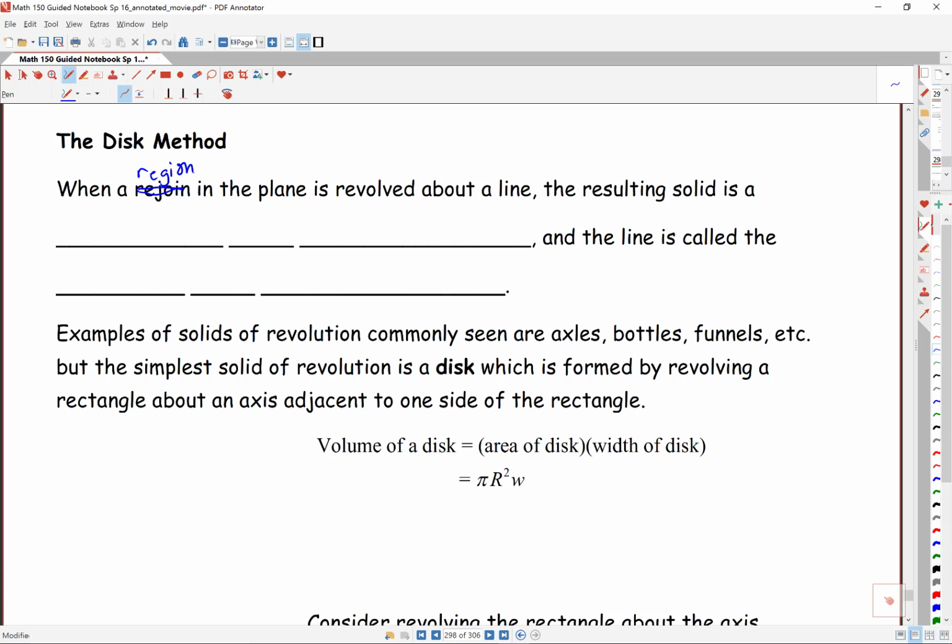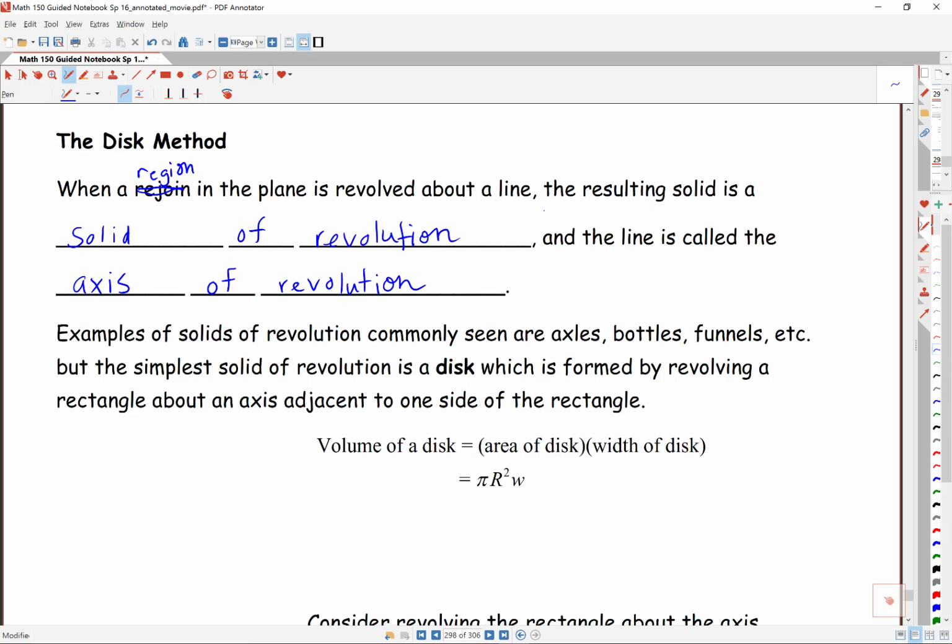When a region in the plane is revolved about a line, the resulting solid is called a solid of revolution because it was made by revolving the region about an axis. And the line that it's revolved about is called the axis of revolution. It doesn't have to be the y or the x axis. Sometimes it is, sometimes it isn't. It just needs to be a horizontal or vertical line.